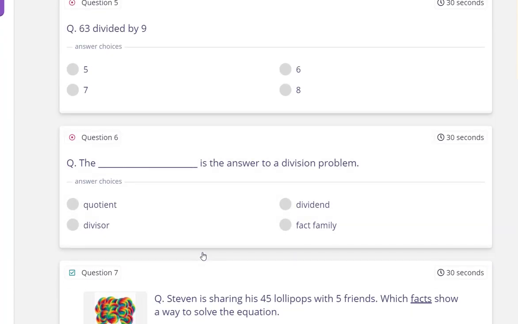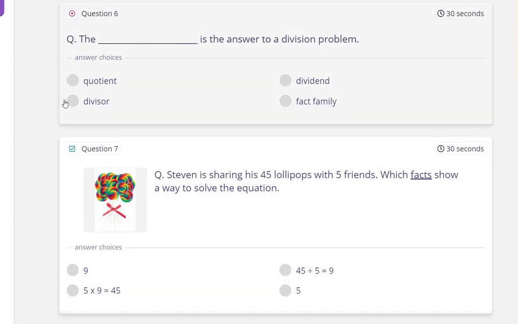Al-Bishr? Teacher, Ahmed Al-Baddi, I'm here. Okay, Ahmed. Yes, teacher. The space is the answer of division, Ahmed Al-Baddi. What do we call the answer of division? Quotient, dividend, divisor, fact family? Ahmed? Okay, Ali? Equation. No, quotient. We call it quotient. Okay.